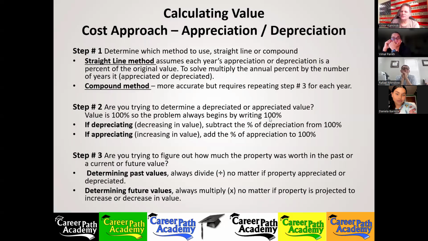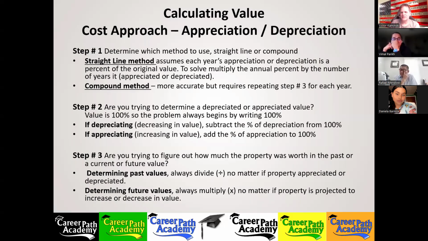Step 2, are you trying to determine depreciation or appreciation? If something appreciated, you're adding to 100% of what you paid for it, right? If it depreciated, you're subtracting from 100%. Now, you take the rate of depreciation and you subtract it from 100%. Then the next step: are you trying to figure out how much the property is worth today, or how much you bought it for in the past? To determine past values, you divide. To determine current or future values, you multiply.